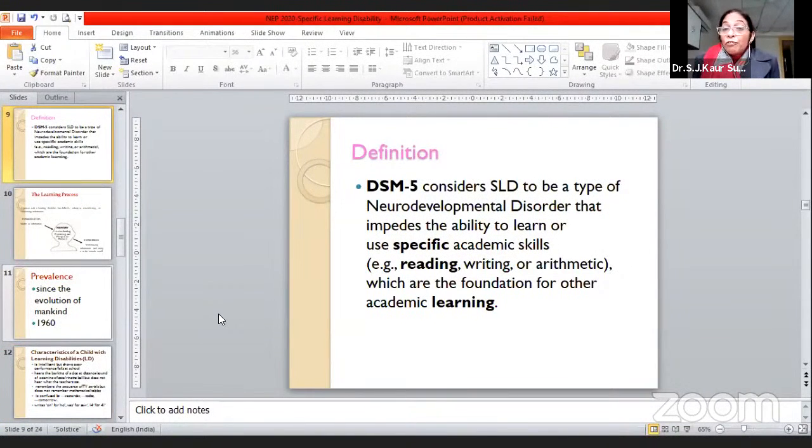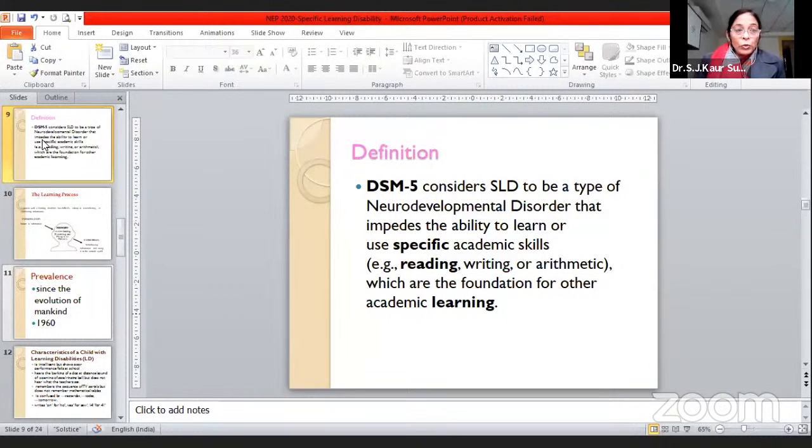as per the DSM-5, which the mental health professionals use for the classification of mental disorders and to identify these things. It says that specific learning disability is a type of neurodevelopmental disorder that impedes the ability to learn or use specific academic skills, that is reading, writing, or arithmetic, which are the foundation for other academic learning.